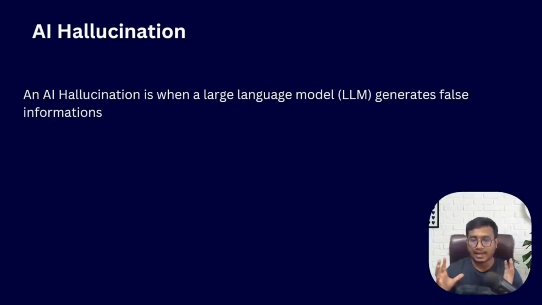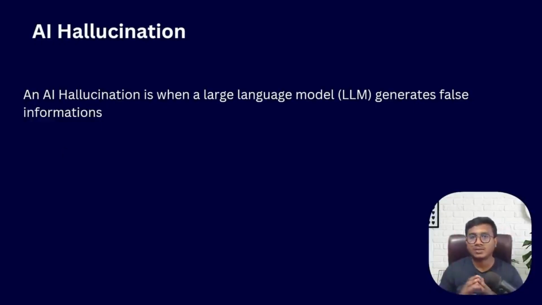Fine. Now there is another concept inside generative AI models called AI hallucination. Now what is an AI hallucination? AI hallucination is when a large language model generates false information. That means you are giving a prompt and the model is giving you false information. This is called AI hallucination. That means the information you are asking for is not available to the large language model.